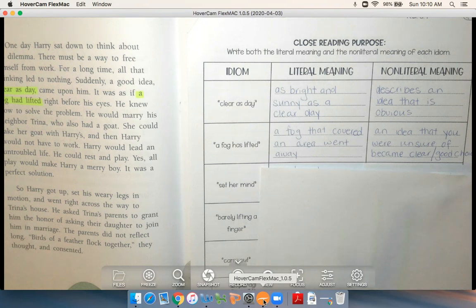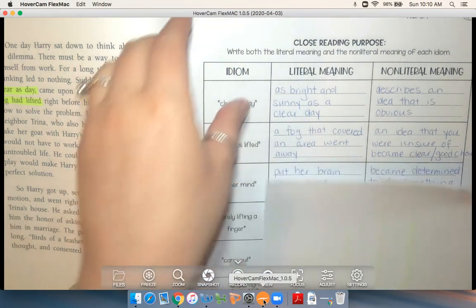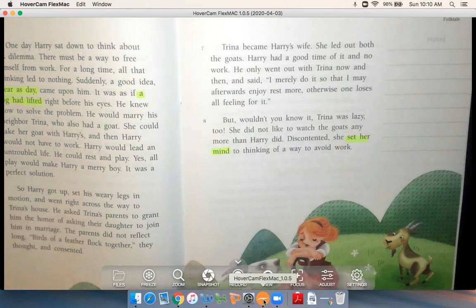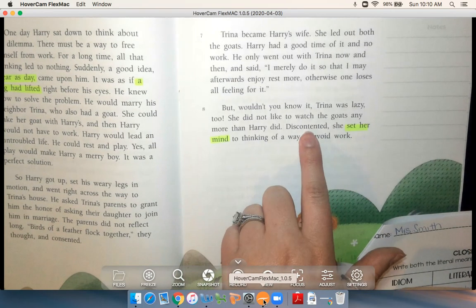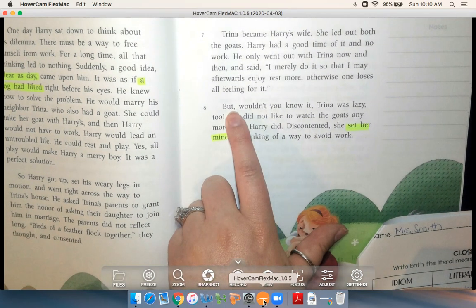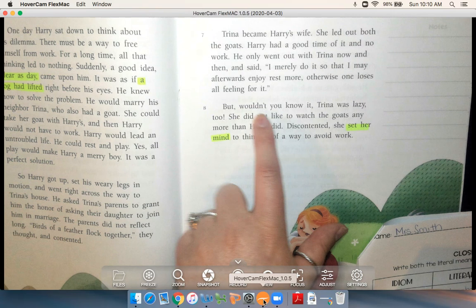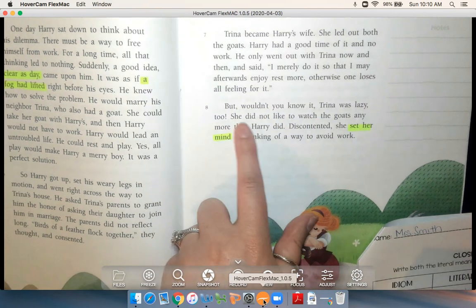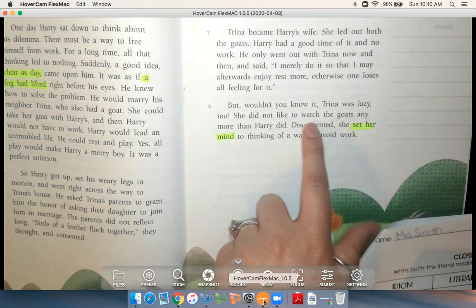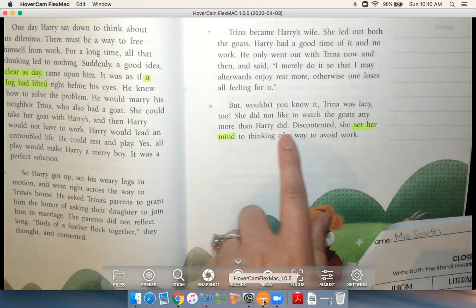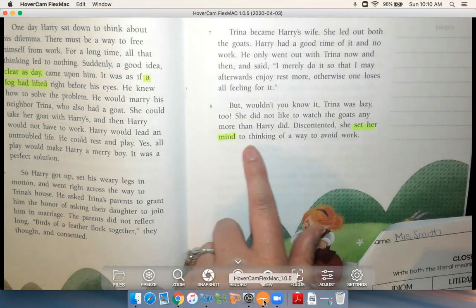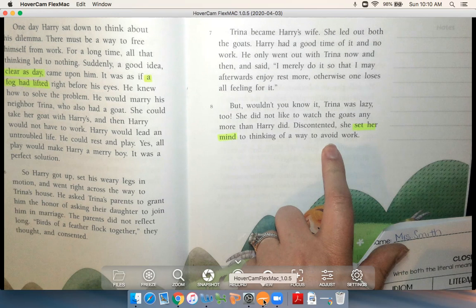Okay, so that's what a fog has lifted means as an idiom. The next idiom we're going to talk about is set her mind. You might have heard someone say this to you before, right? You set your mind to something. Now, let's find it in the passage. Here it is. So, let's read this paragraph together. It says, "But wouldn't you know it, Trina was lazy too. She did not like to watch the goats any more than Harry did. Discontented, she set her mind to thinking of a way to avoid work."